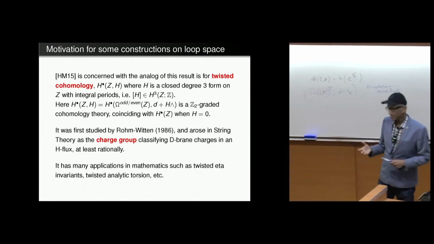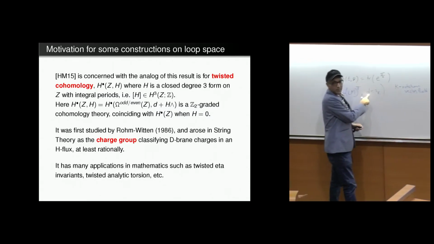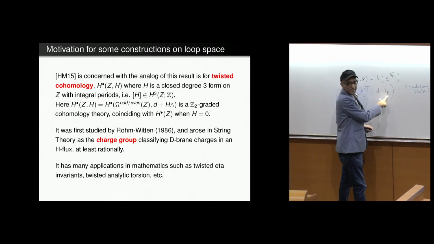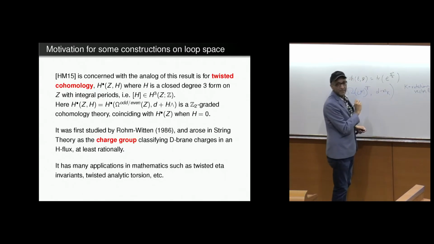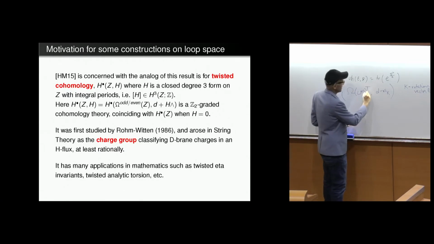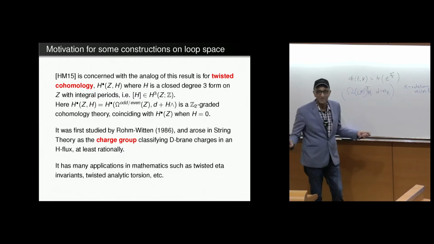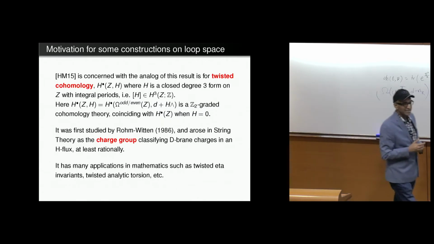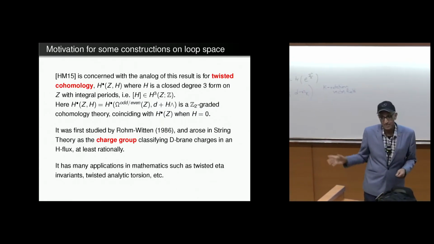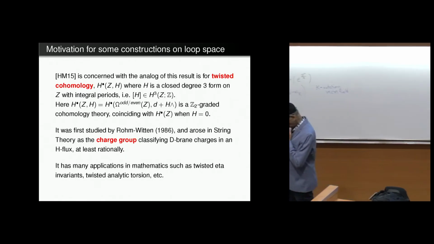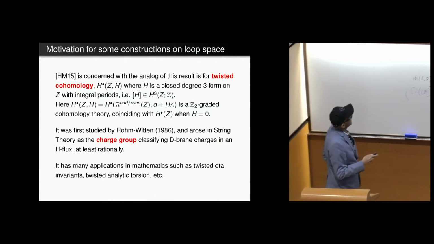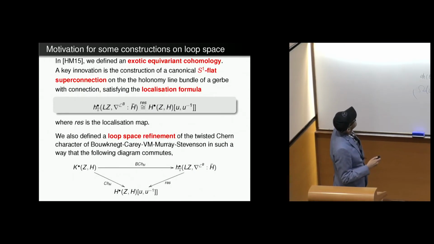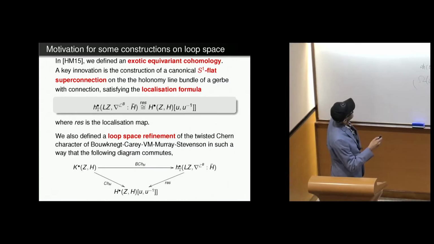So this increases degree by 1, this decreases degree by 1. To fix this, you can multiply by u also, and over here you put in u. Then the Z grading is fixed. But these are all fine information, and it's just equivariant cohomology of loop space. It turns out that it's this exotic equivariant cohomology on loop space that localizes to twisted cohomology.